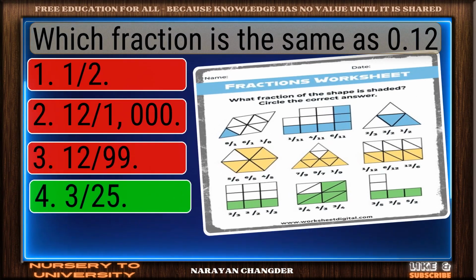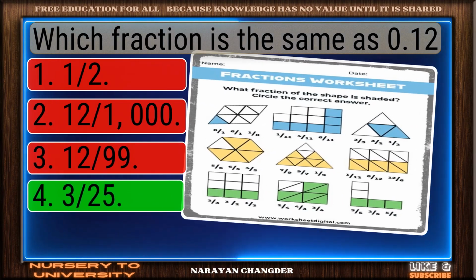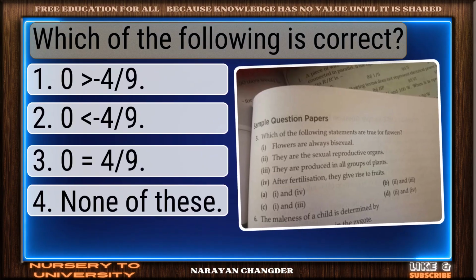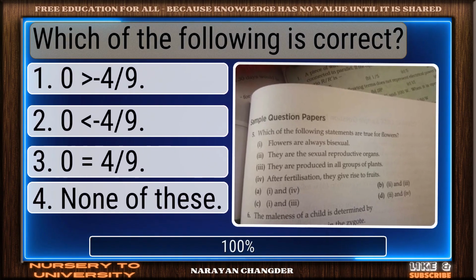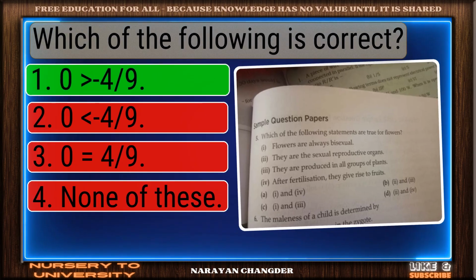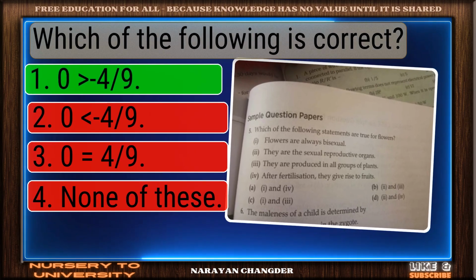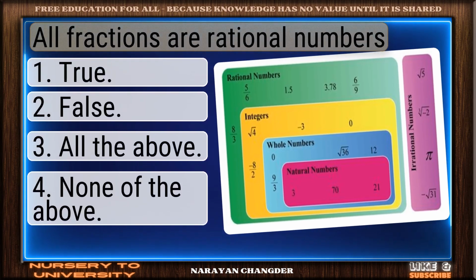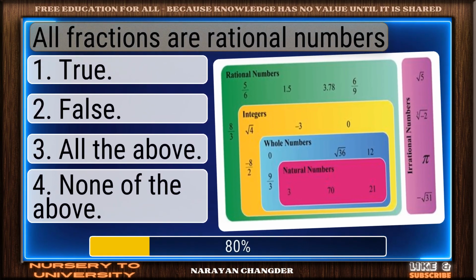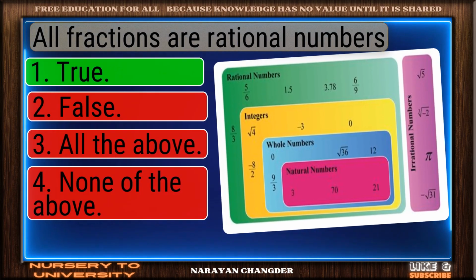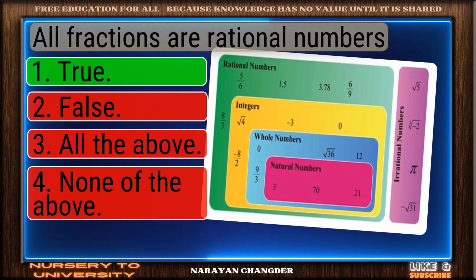You chose 3/25, and it is correct. Question number 93. Which of the following is correct? Nice work. You chose 0.49, and it is correct. Question number 94. All fractions are rational numbers. You're right. True is the correct answer.